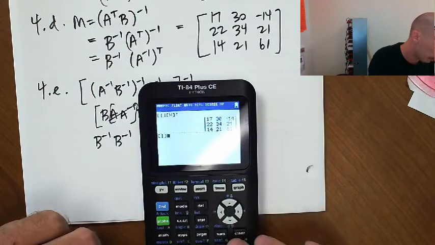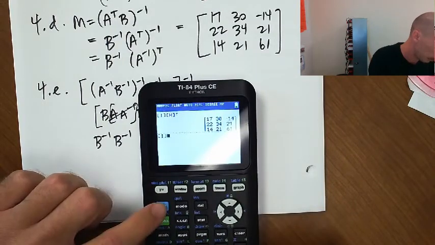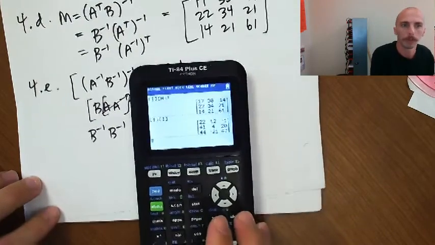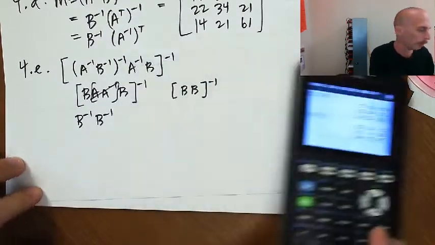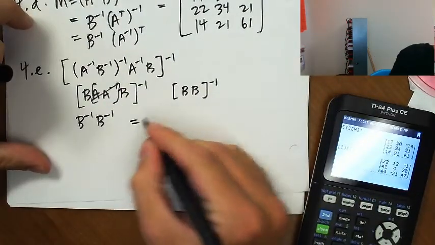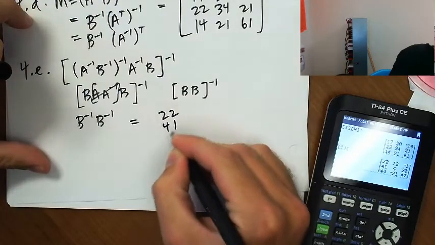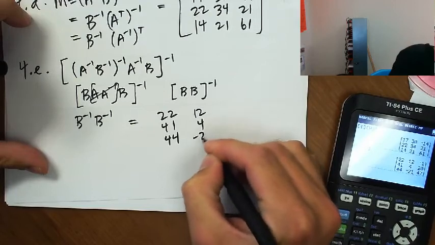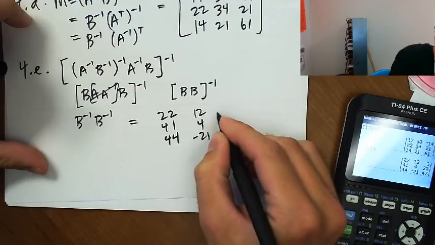Matrix 9 and matrix 9. Okay, there we go. That's all, we can do that. So 22, 41, 44, 12, 4, negative 21, negative 1, 20, and 47.